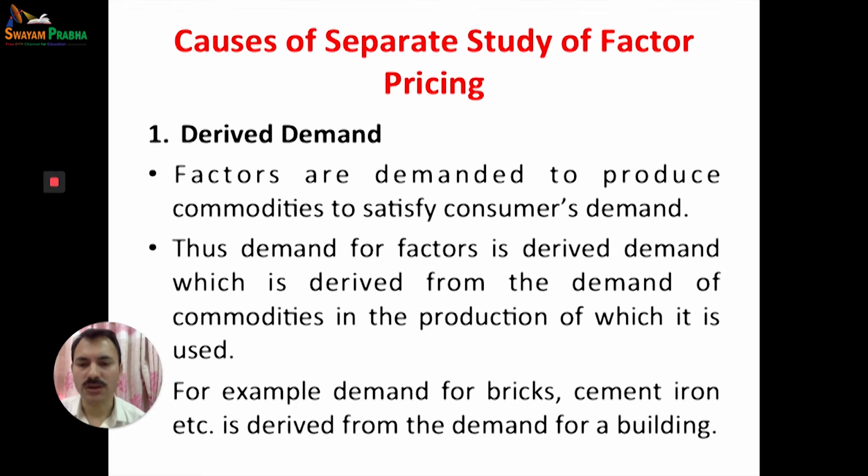You have to pick up your luggage. You need a coolie or a laborer. That is derived demand. You will not directly consume the labor, but you need the services of the labor. So derived demand is basically for the use of services of the factor of production, whereas the demand for commodities is direct demand, as they directly satisfy our wants.